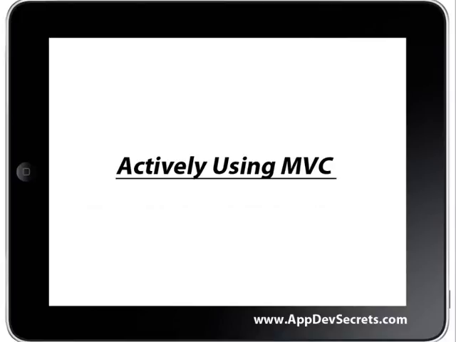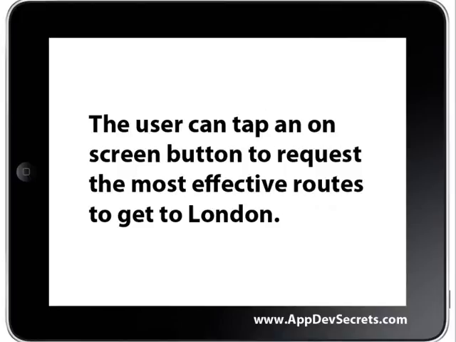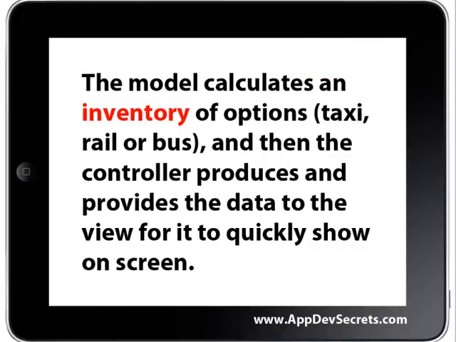Actively using MVC. Think of an iPhone user at Heathrow Airport loading up a mobile travel app several times. The view brings up their current locale as Heathrow Airport. The user can tap an on-screen button to request the most effective routes to get to London. The controller interprets this inquiry and informs the model of the information required by passing a message to the relevant method within the model object. The model calculates an inventory of options, taxi, rail, or bus, and then the controller produces and provides the data to the view for it to quickly show on screen.